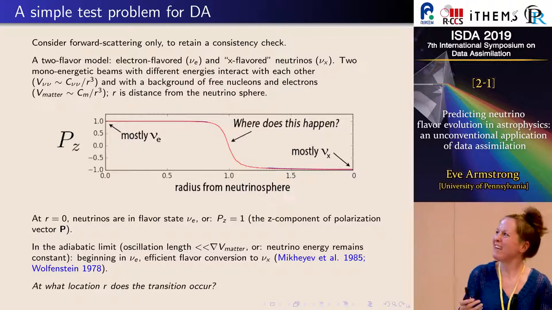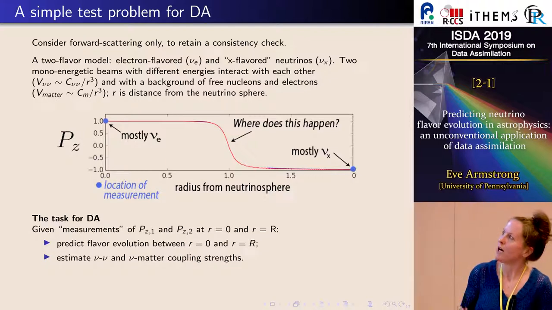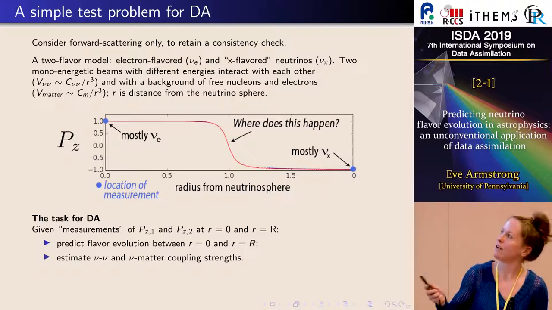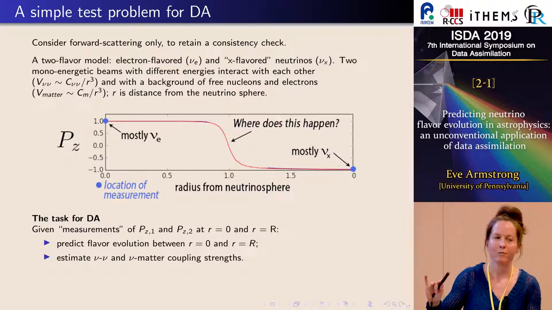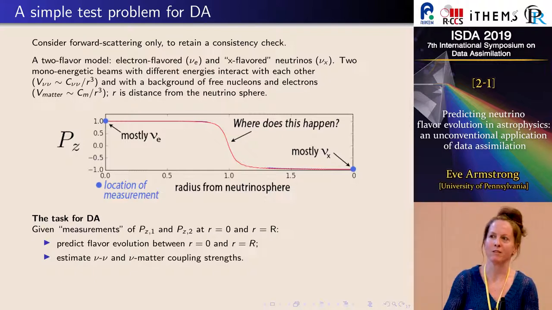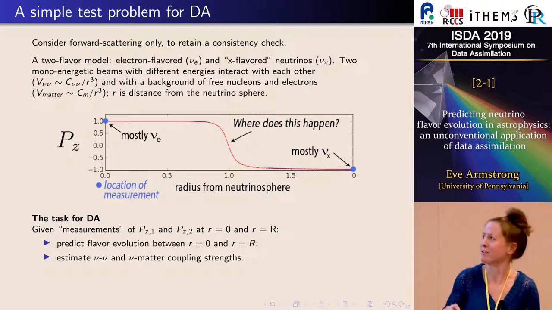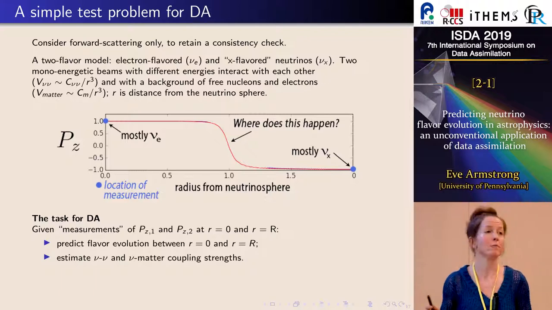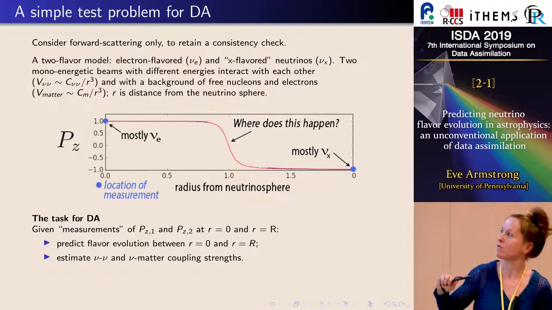So we thought, okay, that's a nice simple question for DA. Let's start there. Specifically, here's what we do. The measurements that we give the procedure are the value of PZ for each neutrino at the neutrino sphere, which we assume we know, and at our detector. That's it. Nowhere in between, because I don't think anytime soon we'll be able to build a contraption that can bring us into the supernova envelope and put our detector in a more convenient location. And we challenge the DA procedure to tell us what happened in the middle, predict the middle, in particular where this transition happens.